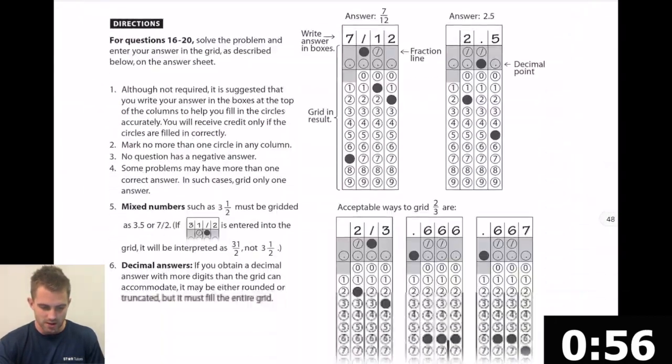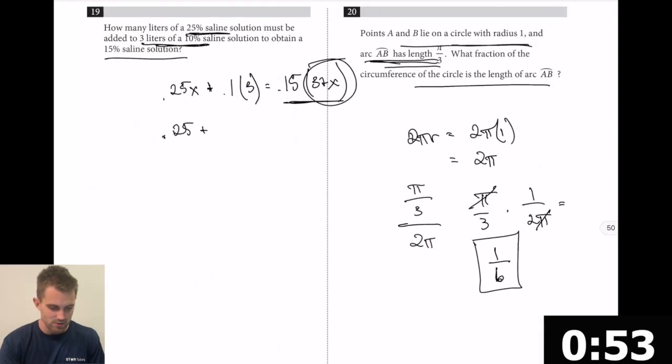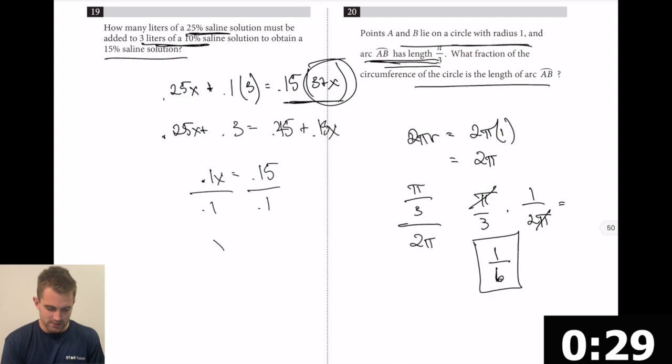So let's see if we can keep going to the last question. Number 19 was our last one. 0.25 times 0.3 is equal to 0.15 times 3, which is 0.45, plus 0.15x. Minus 0.15x, so we get 0.1x is equal to 0.15, divide by 0.1, divide by 0.1, we get 15, so we get x is also equal to 3 over 2, 3 halves, I think.